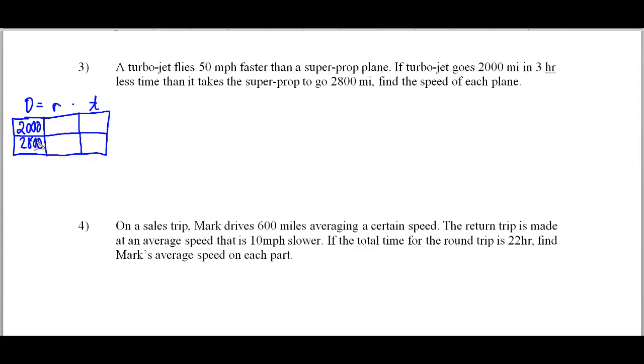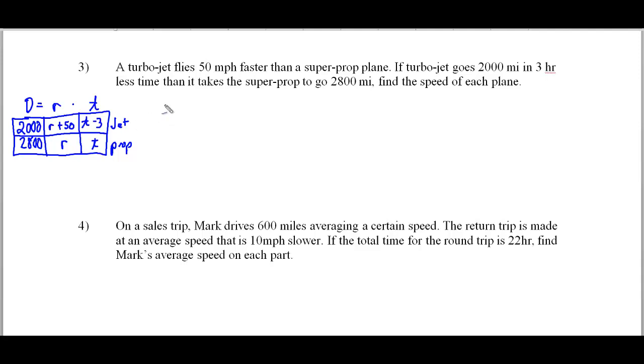Alright, so let's look at this here. So 2,000 for the turbojet. I'll just put the jet here, and this is going to be my prop. So how am I going to write this out? Well, my jet is going 50 miles per hour faster than the superprop plane, so there's my superprop, and this is going to be my R plus 50 for my turbojet. Then I notice that it takes 3 hours less time, so this is going to be t minus 3 for the jet.